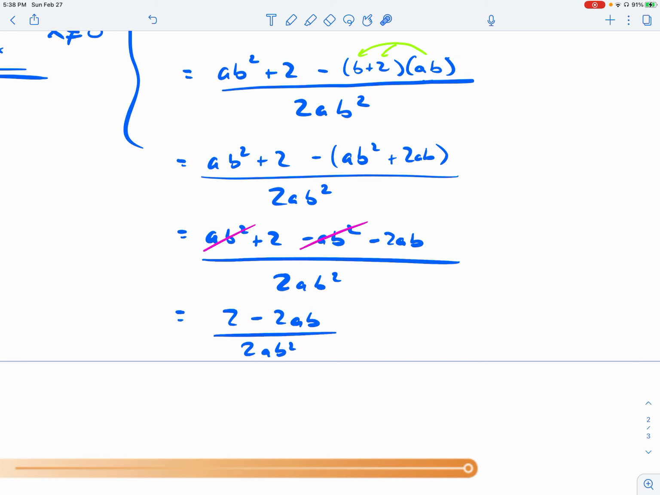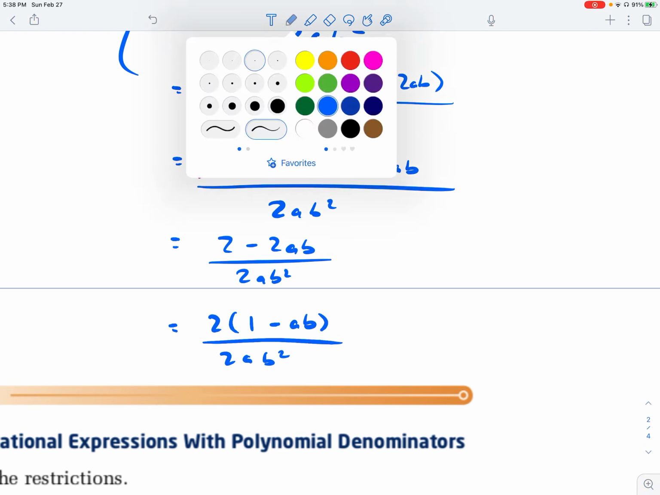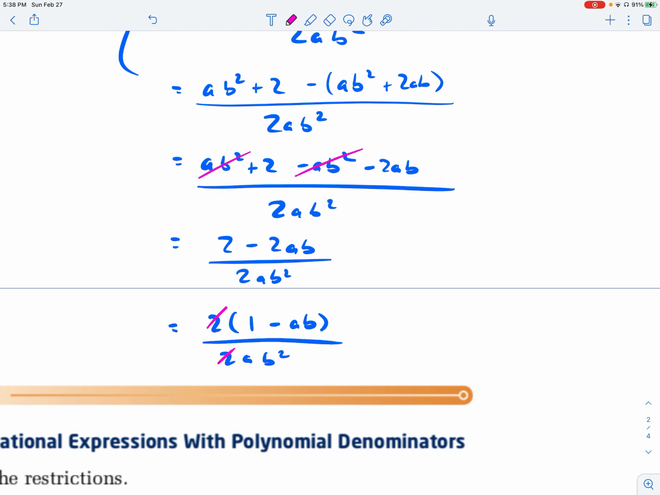You have to be really careful. What I suggest you do is factor the numerator. And we're almost done here. We're going to factor out a 2, and we'll have 1 minus ab over 2ab squared. Now you can see this is in a factored form, and I can now cancel out a common factor. So I can get rid of those. Divide both by 2. And we're left with 1 minus ab over ab squared.